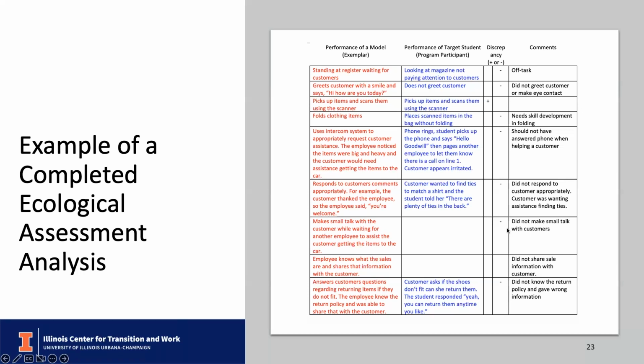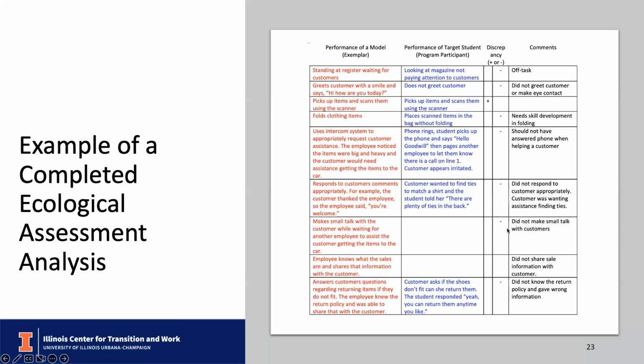And so after writing down all of my notes of what I observed, I'm going to go through and decide whether or not there was a discrepancy. So for example, looking at the first row, the model was standing at the register waiting for customers, whereas my student was looking at a magazine, not paying attention. And so I would definitely say there was a discrepancy there, and I made a comment that my student was off task.